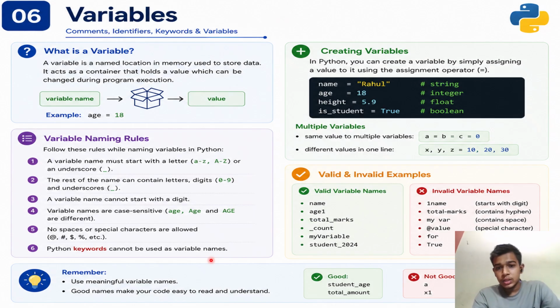Now see some valid and invalid examples. Here are some valid examples like name, student_1, total_marks, count, and here are some invalid examples. You can see that they start with a digit. Total-marks is containing a hyphen. My var is containing a space. At the rate value is containing a special character. For is a keyword. True is also a keyword.